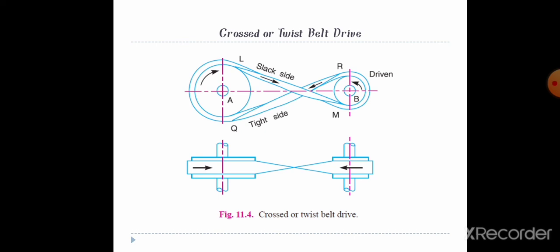A little consideration will show that at the point where the belt crosses, both cross each other and rub against each other, and there will be excessive wear and tear of the belt. In order to avoid this, the shafts should be placed away from each other, with a maximum distance of 20 B, where B is the width of the belt.